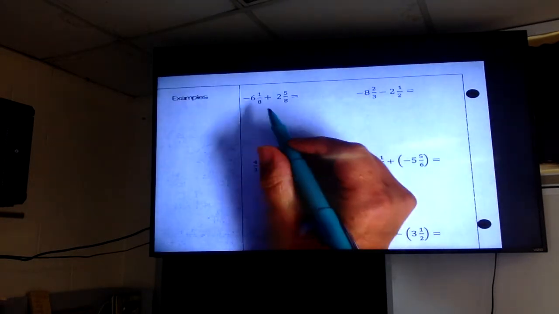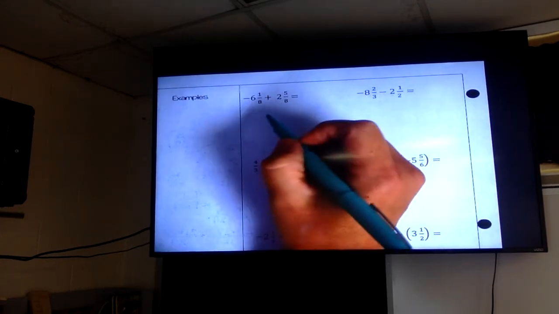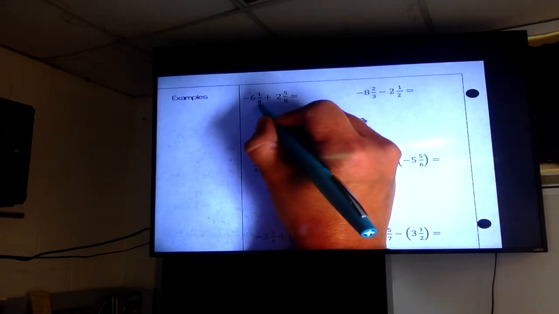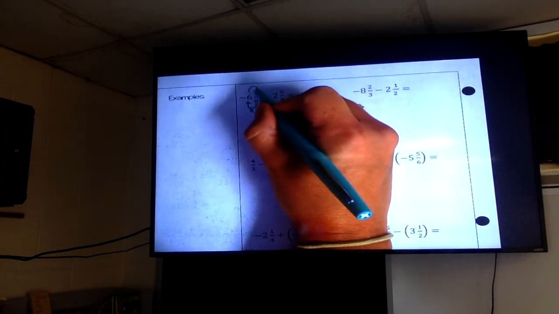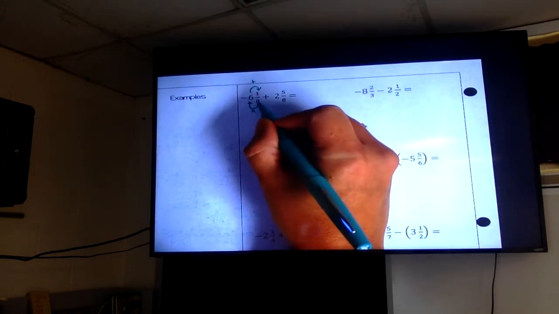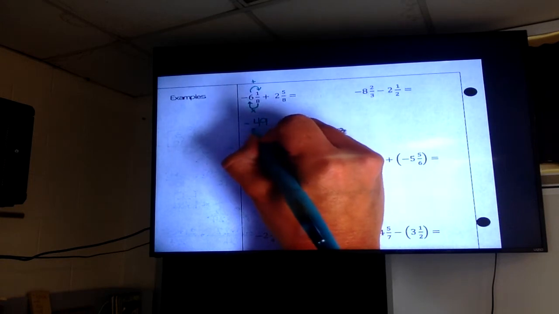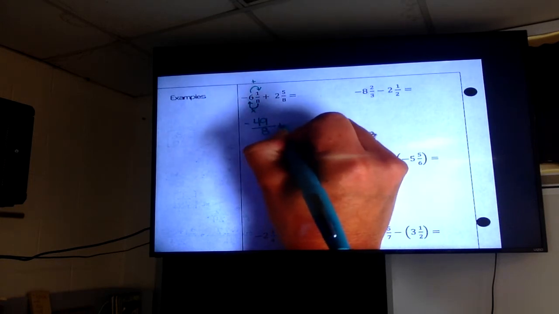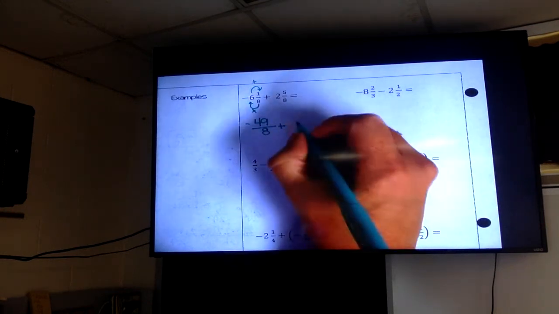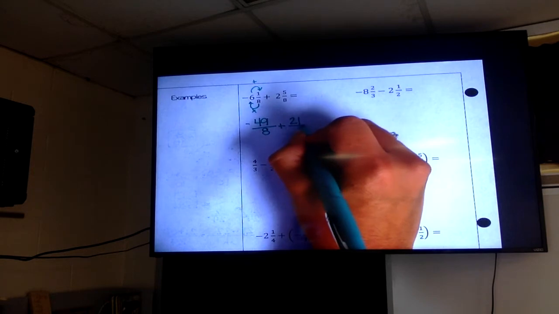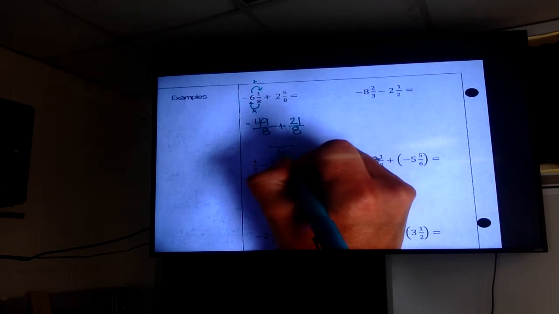So I have negative 6 1/8 plus 2 5/8. First thing I'm going to do is make it improper. Remember, I take my denominator, multiply it by the whole number, and then add my numerator. So 8 times 6 is 48, plus 1 is 49. So I have negative 49/8 plus 8 times 2 is 16, and 16 plus 5 is 21. So 21/8. Okay, now common denominator here, so that's great. We're just going to write 8.